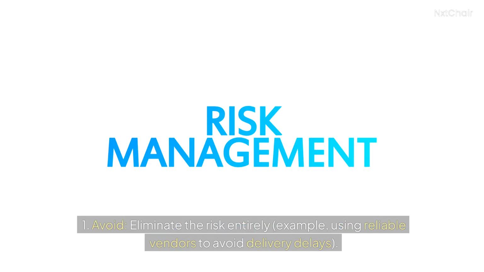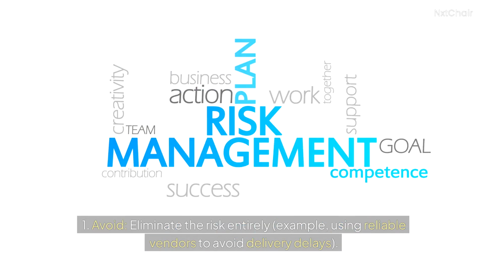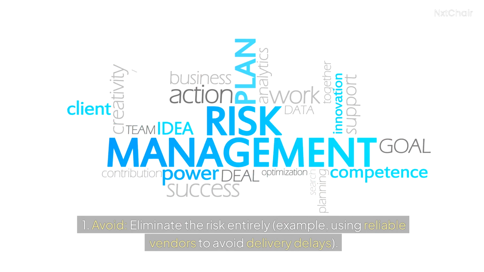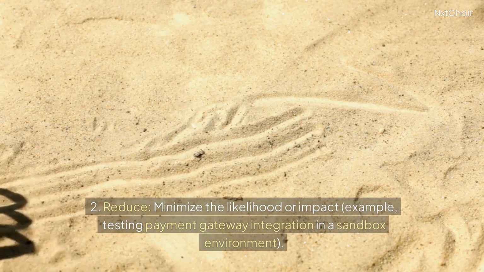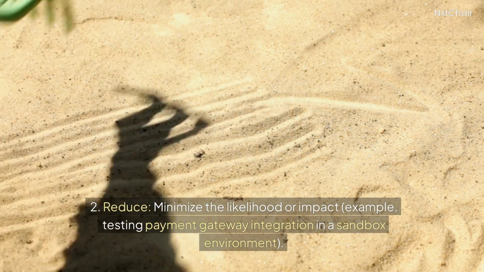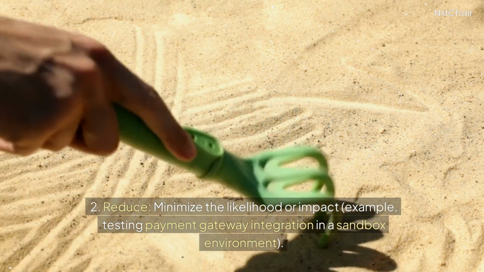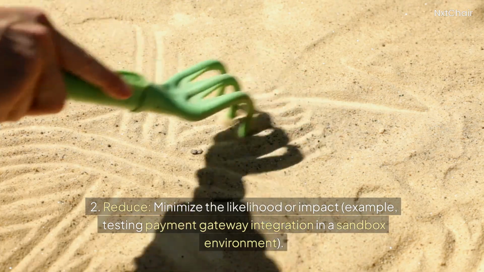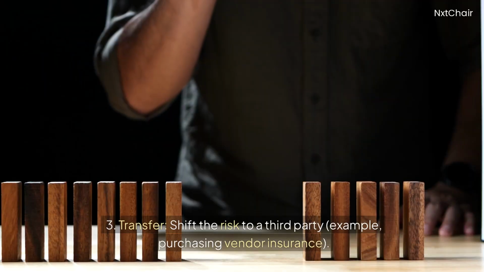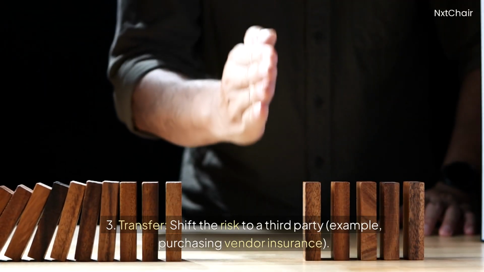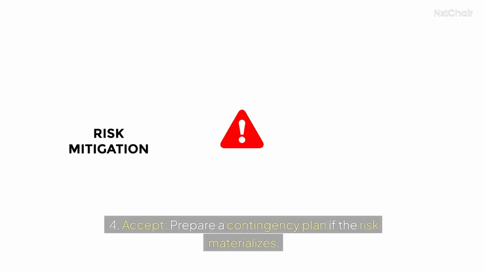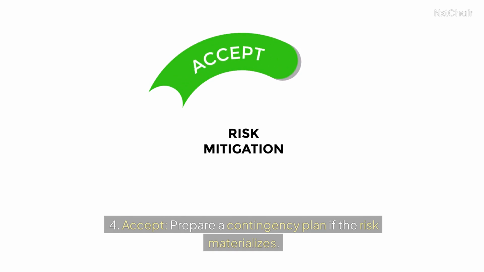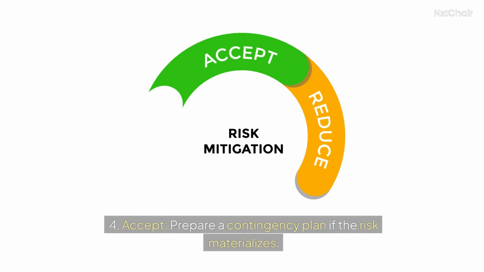1. Avoid: eliminate the risk entirely, for example, using reliable vendors to avoid delivery delays. 2. Reduce: minimize the likelihood or impact, for example, testing payment gateway integration in a sandbox environment. 3. Transfer: shift the risk to a third party, for example, purchasing vendor insurance. 4. Accept: prepare a contingency plan if the risk materializes.